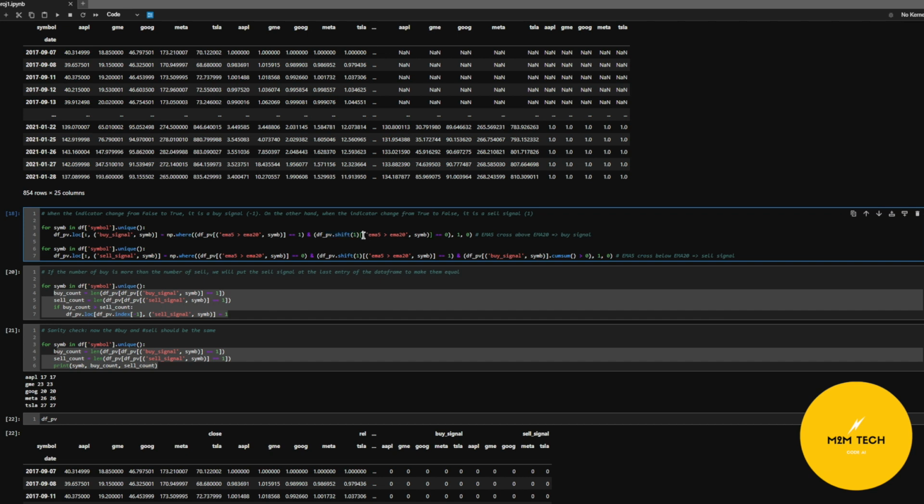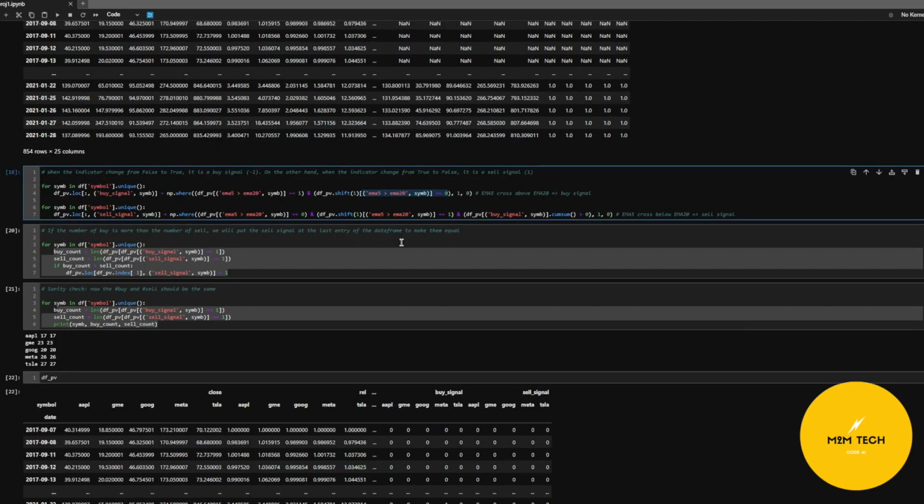And now just do the sanity check. So now the number of buys and sells should be the same. Okay, so this is the data frame after we do all these steps. And then we can calculate the gain or loss.